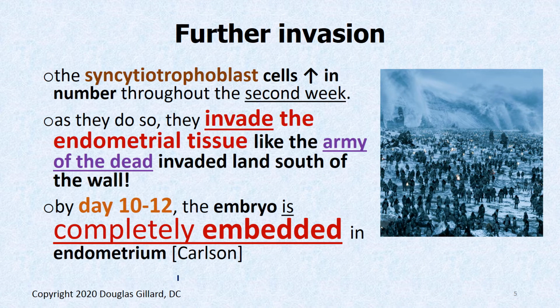And yeah, so that brings us to date, and we go back to the Game of Thrones. Remember when they were invading the wall here? So the syncytiotrophoblast will keep on invading deeper into the endometrial tissue, like the army of the dead, right? Trying to invade the land of the south, or south of the wall. And by day 10 to 12, the embryo is completely swallowed by the endometrium.